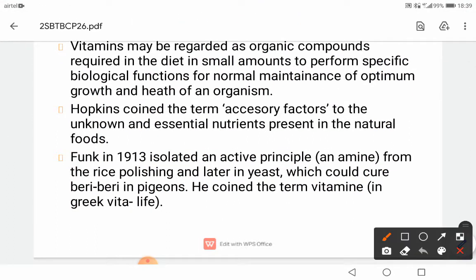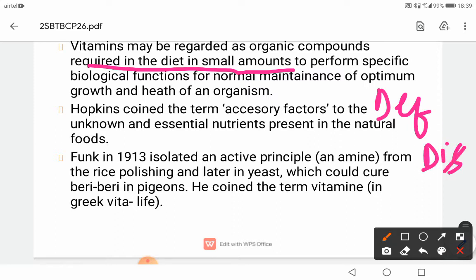Vitamins may be regarded as organic compounds required in the diet in small amounts to perform specific biological functions for normal maintenance of optimum growth and health of an organism. And if these vitamins are not supplemented in the diet, it may cause some deficiency disorders.